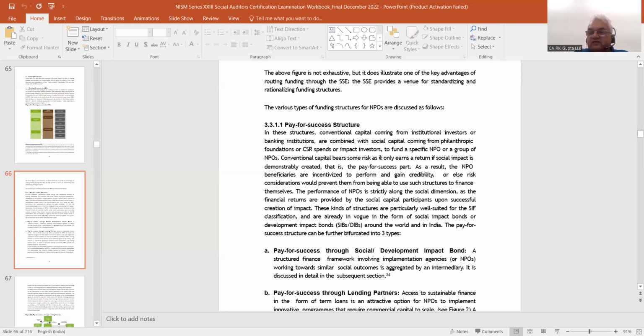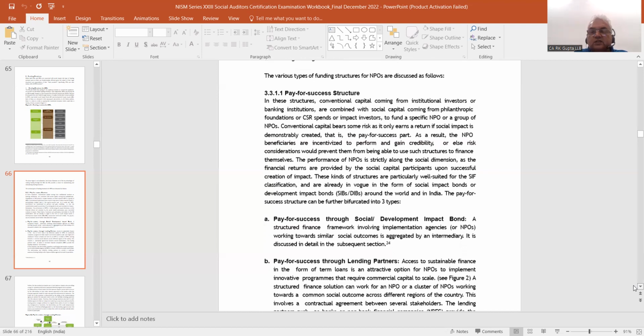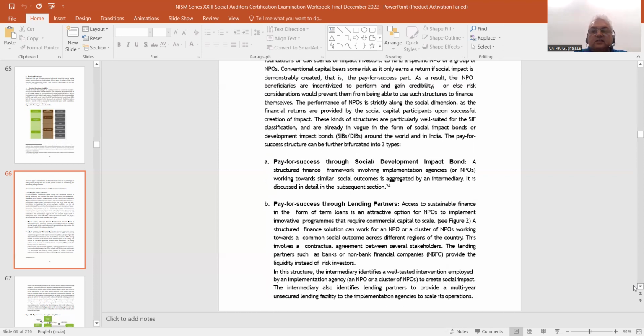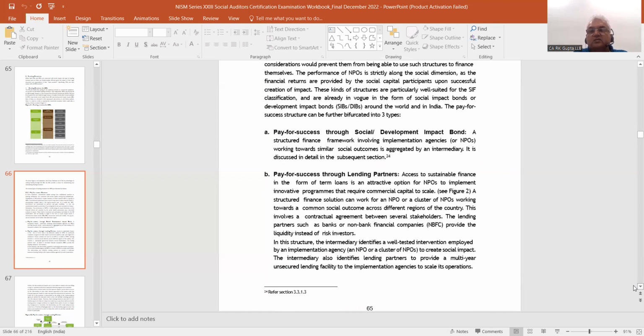And second is this pay for success through lending partners. In this case, something similar to the loan concept. Access to sustainable finance in the form of term loans is an attractive option. NPOs today also, like hospitals, educational schools, etc., are getting loans. But now this will be through the lending partners, and it will be based on the concept of pay for success. So access to sustainable finance in the form of term loans is an attractive option for NPOs.